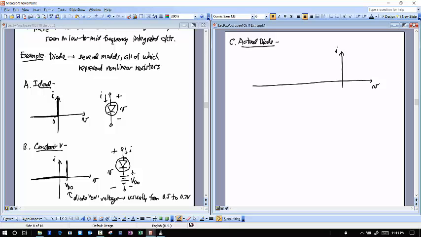But an ideal diode does have very near 0 current for all intents and purposes. Let me get this a little straighter here if I can. Yeah, I don't know if that's much straighter, but anyway.